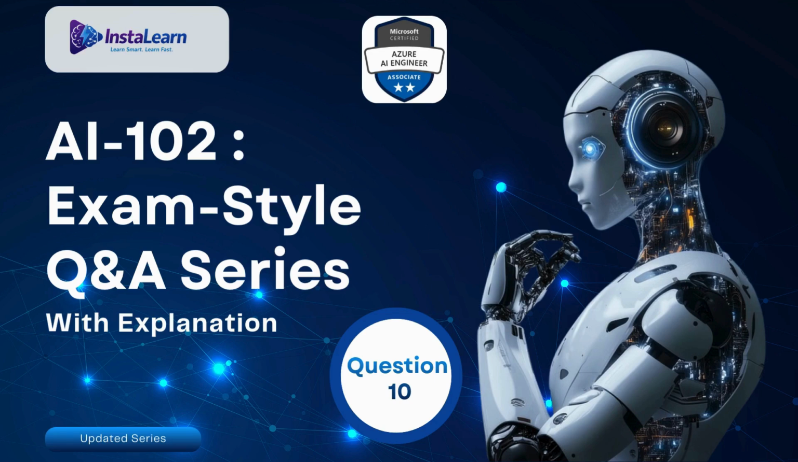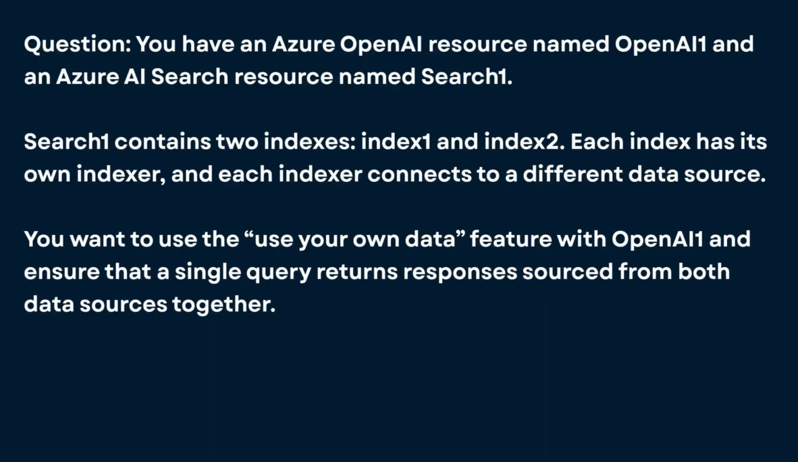Here's question 10. You have an Azure OpenAI service resource named OpenAI 1. You also have an Azure AI Search resource named Search 1. Search 1 contains two indexes, Index 1 and Index 2. Each index has its own indexer, and each indexer connects to a different data source. You plan to use the Use Your Own Data feature with OpenAI 1, and you must ensure that queries return information from both data sources in a single response.